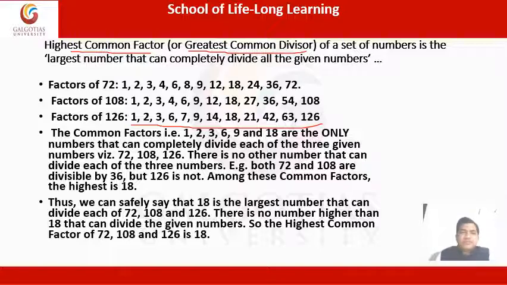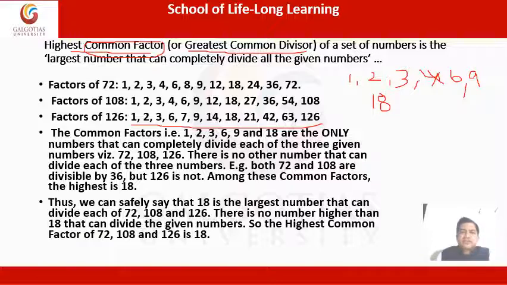Now, let's first go for the common factors. What are the common factors of these three numbers? 1 is a common factor, then 2 is a common factor, then 3 is a common factor. Then 4? No, 4 is not a common factor. Then 6 is a common factor. After 6, 8 is not a common factor. 9 is a common factor. Then 12 is not. 18 is a common factor. Then after that, 24 is not, 36 is not. So 18 is the last common factor.